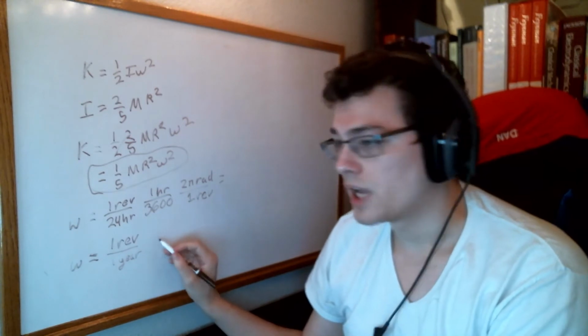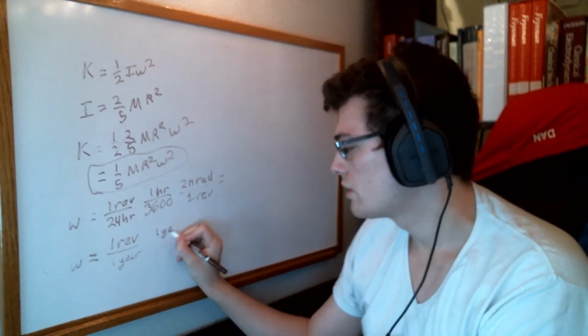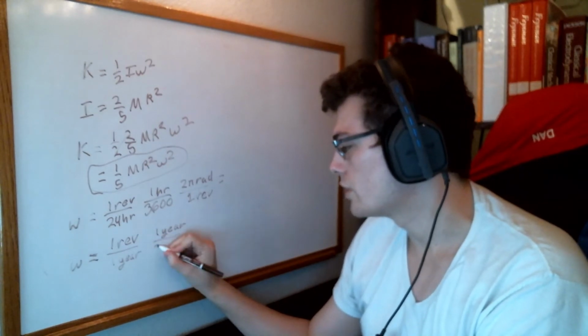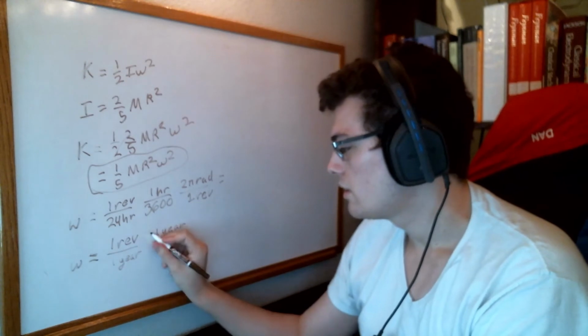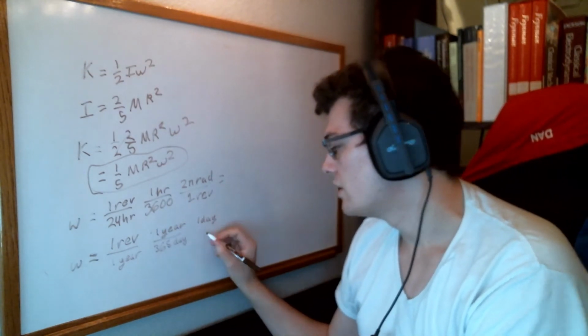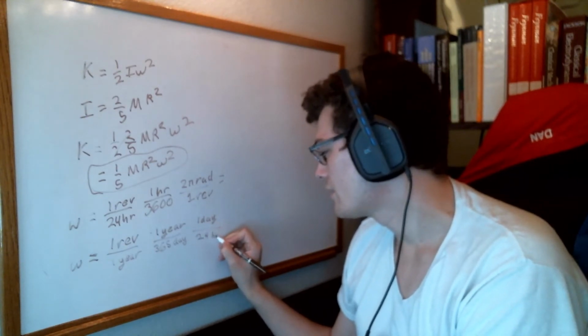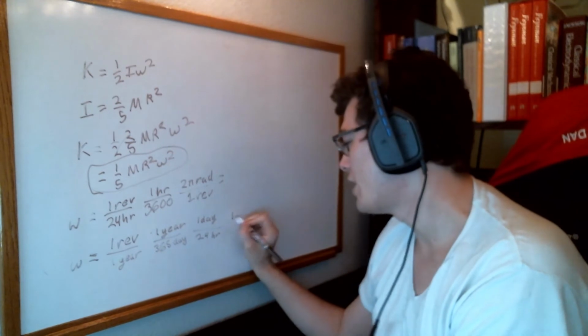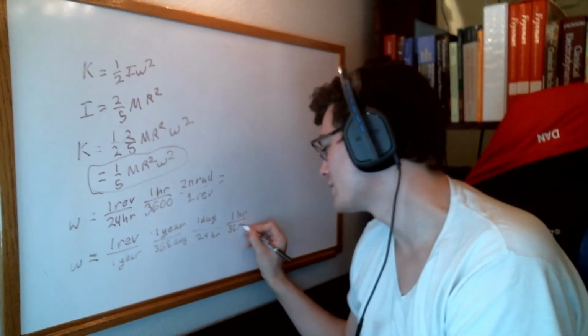And so then we have to take that there's 1 year. For every 1 year, there's 365 days. And then for 1 day, there are 24 hours. And then for every hour, there's 3,600 seconds.